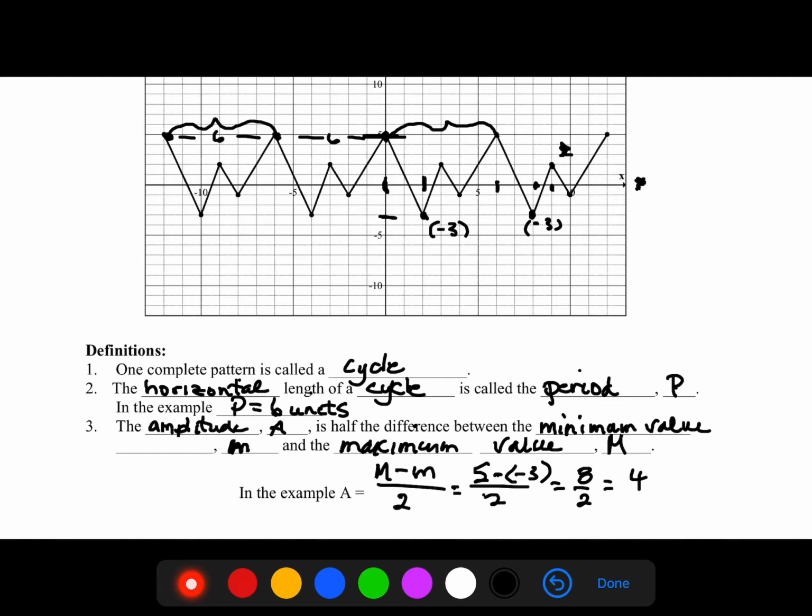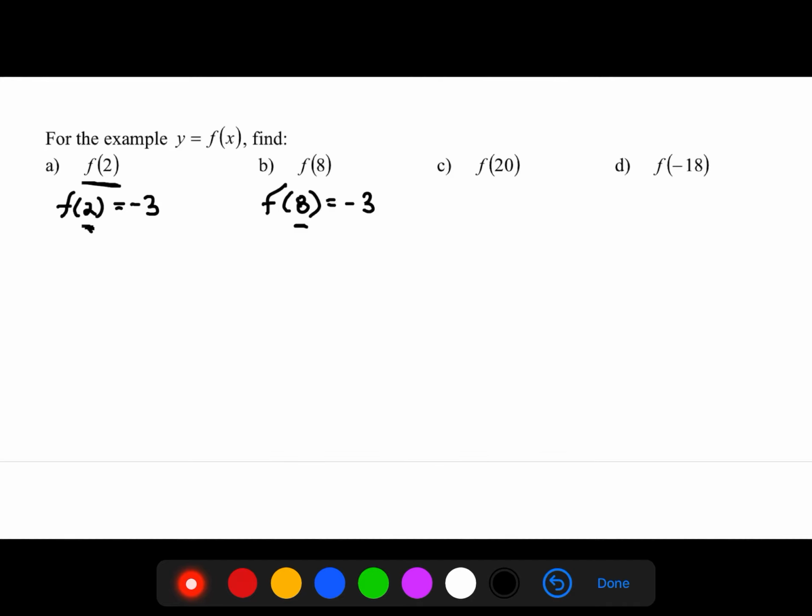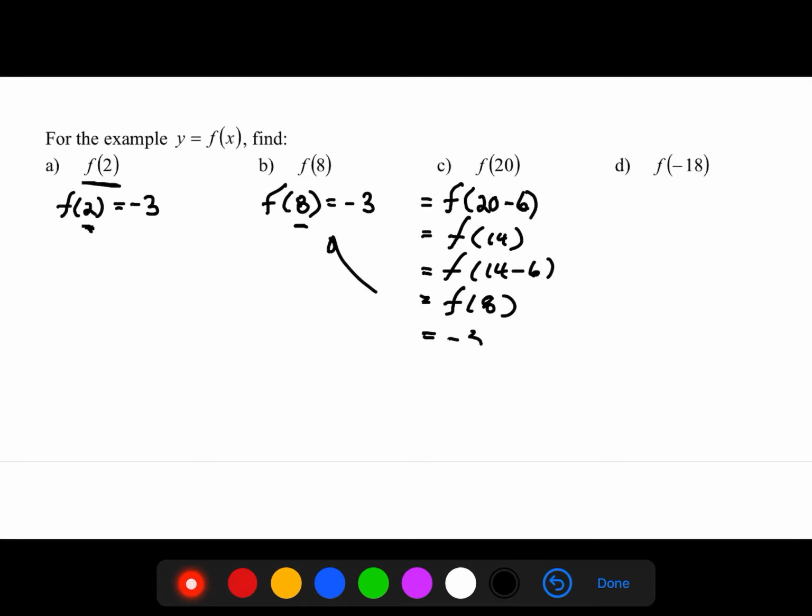For f of 20, notice that we haven't gone up that far for x is 20. So what we want to do is work our way backwards because we know it's going to be the same value as 6 units before that, 6 units before that, 6 units before that. We're going to have the same y value. So for f of 20, we can look at subtracting 6 to go back a cycle. So f of 20 is the same as f of 14, is the same as f of 8. Well, notice we already have that value of f of 8 over here, which is equal to -3. So f of 20 is equal to -3.